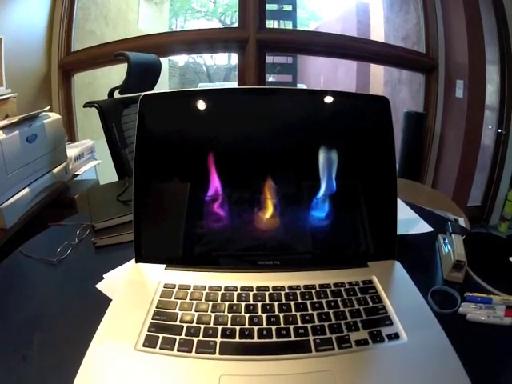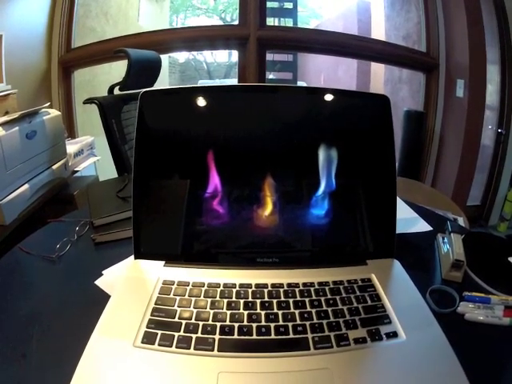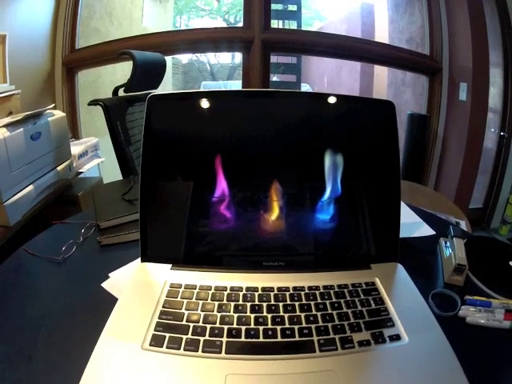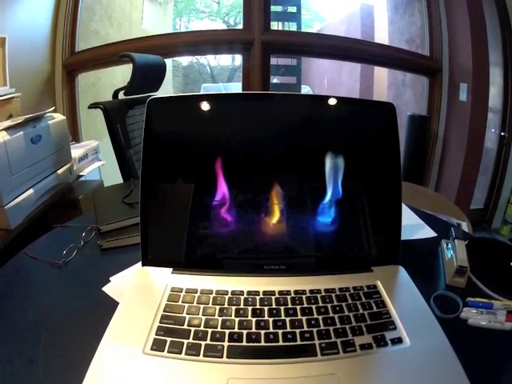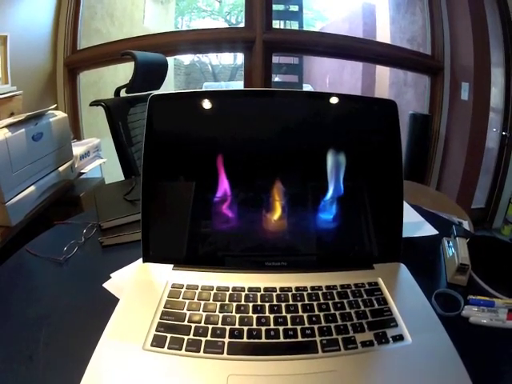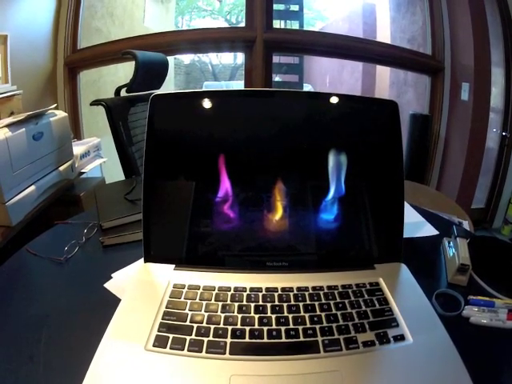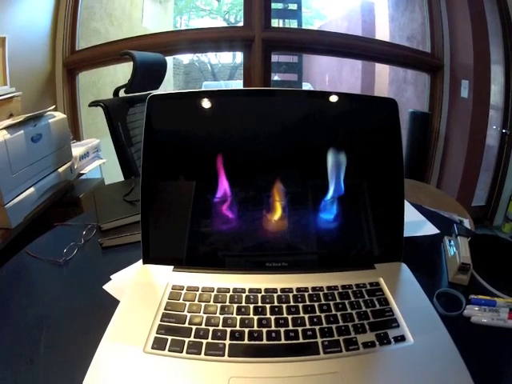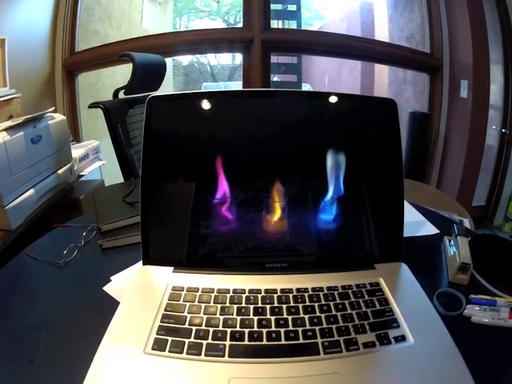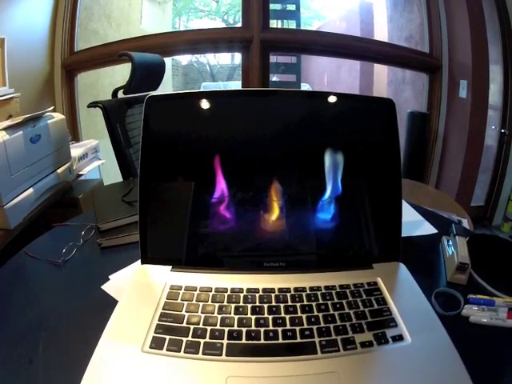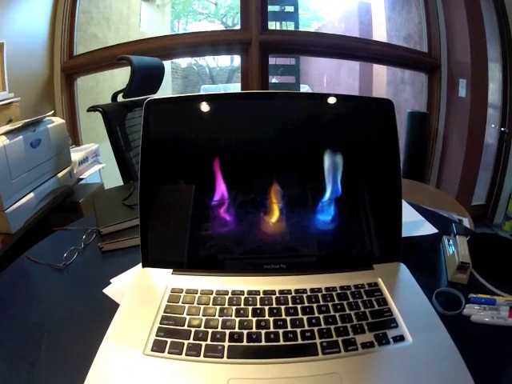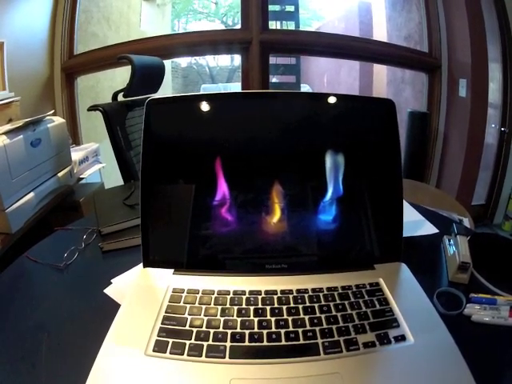Welcome back. This is the third installment on the Bohr model. In order to understand this finishing video, you must have watched video number 1 on the Bohr model and video number 2. What you're looking at right now is the flame test that was demonstrated in video number 2. And I just want to call your attention to the red flame on the left.